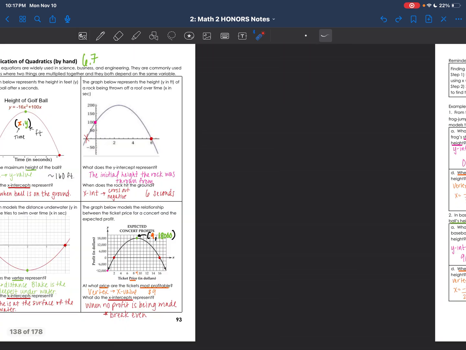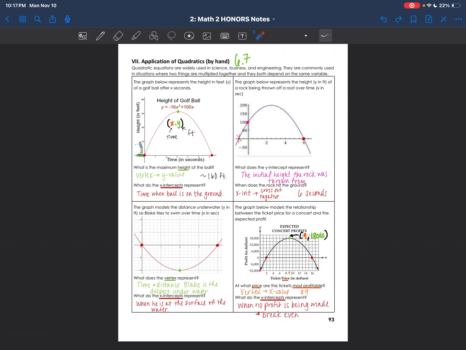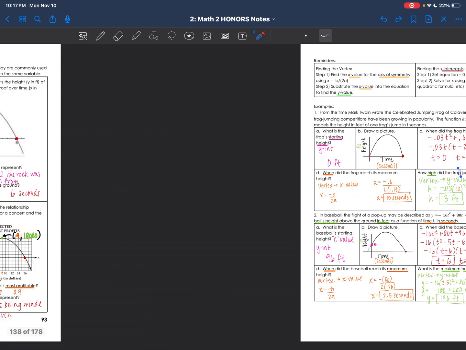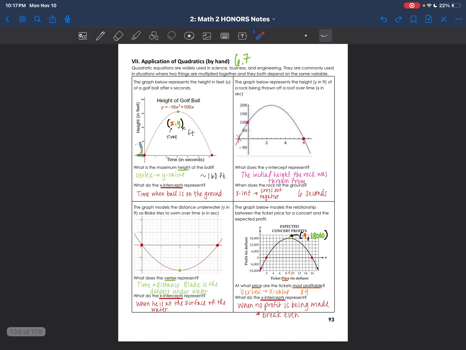All right, so these are some of the applications by hand. So you have to understand the vertex. If you're looking for the x or y, you have to understand the y-intercept, your x-intercepts. And then the only question that didn't really ask was how long is it in the air, but then you would just look at the distance of your x-intercepts. All right, and that is applications of quadratics by hand.